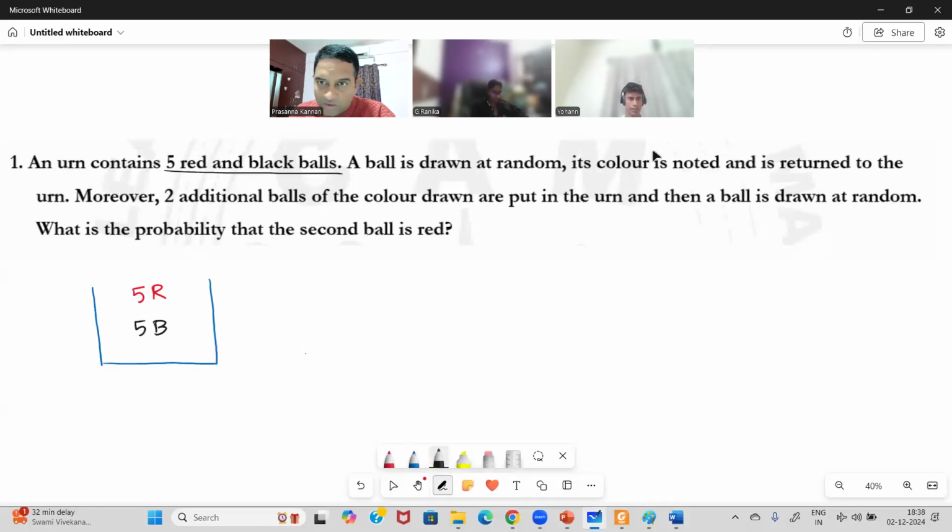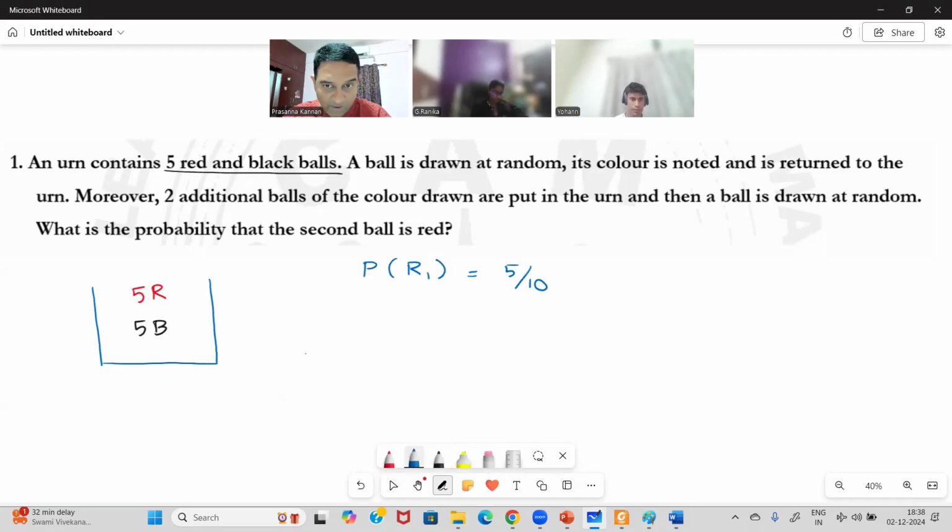Either red or black. Very good, right? Suppose the first ball drawn is red. Let me call it R1, okay? That means the first ball drawn is red. What is the probability that the first ball is red? 1/2. So R1 represents the event that the first ball drawn is red. Let me write it as 5/10. Is it okay, Johan? Yes, sir.